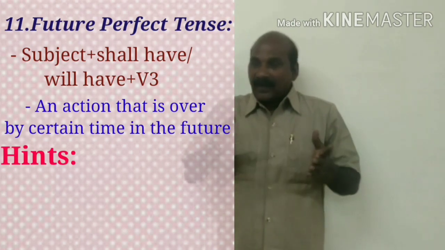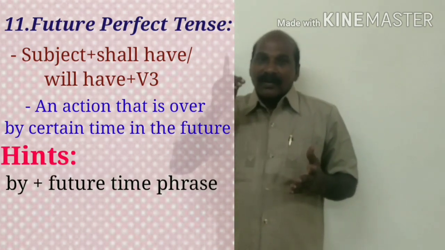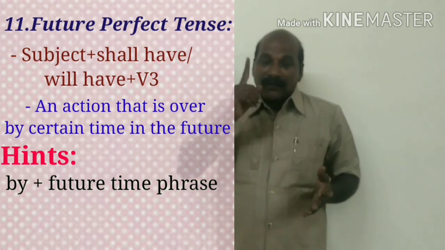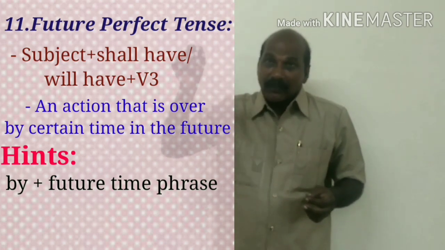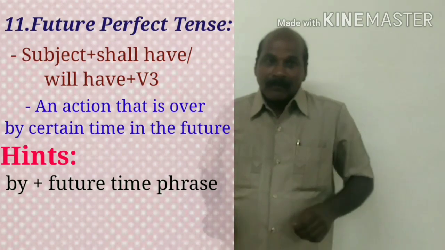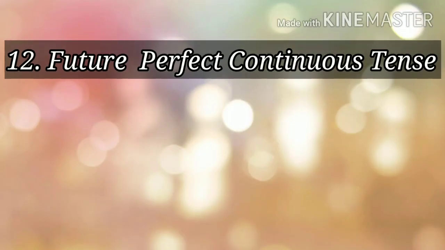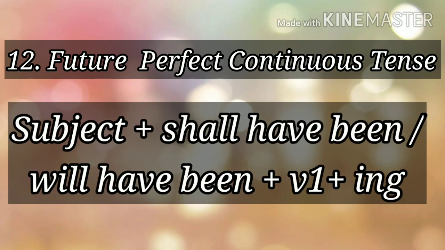And it is easy for us to identify this tense. There you can find by plus a future time phrase in this sentence. And the last one, future perfect continuous tense. The formula for this tense is subject plus shall have been or will have been plus V1 plus ing.